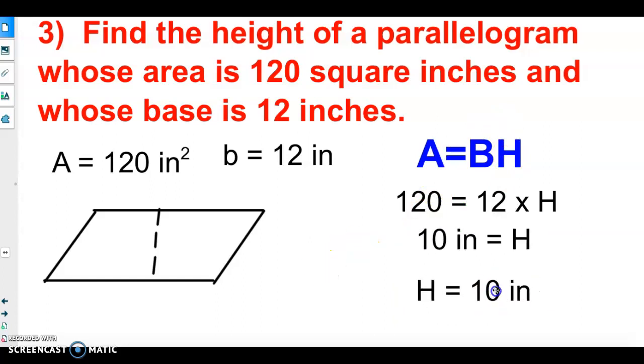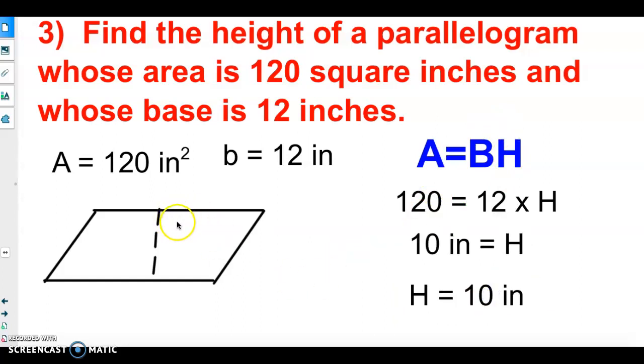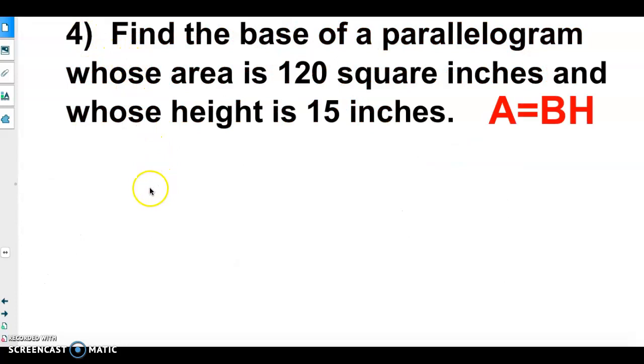So when you're finding a missing dimension as a base and a height, you label it as just inches or centimeters or meters, whatever the unit is. But when you're finding area, area is how many square units are inside. So you must have these squared. Let's move on to the next one.